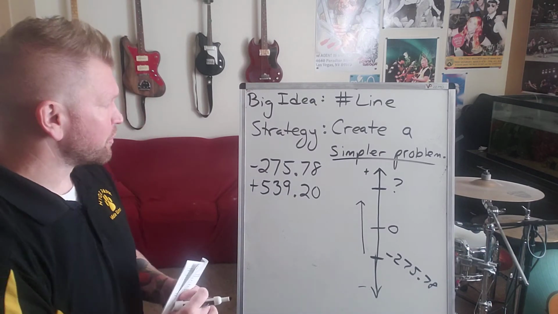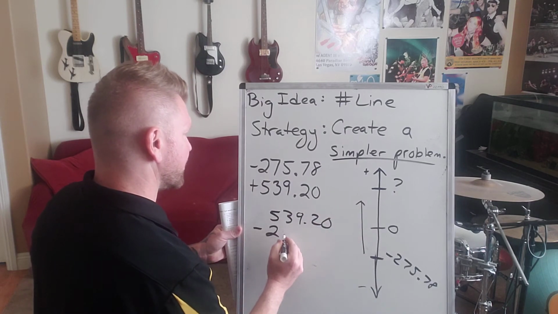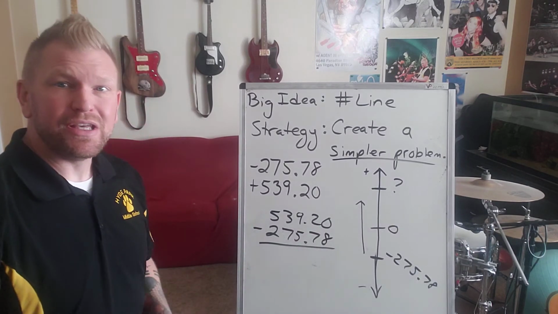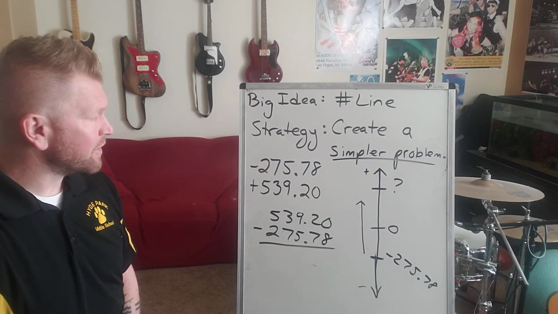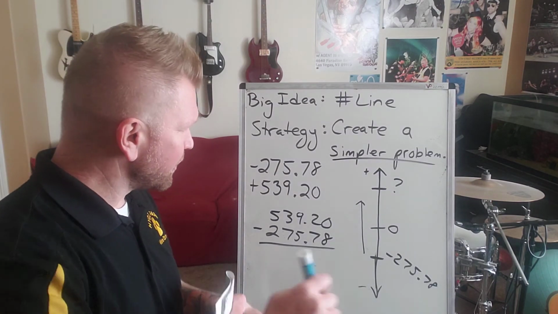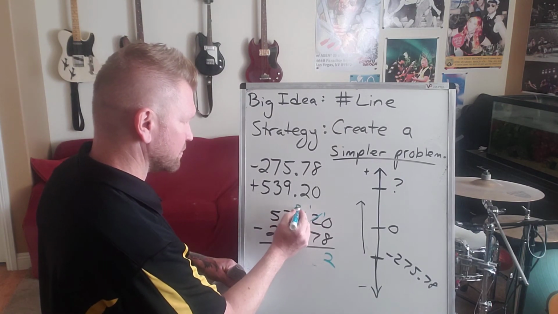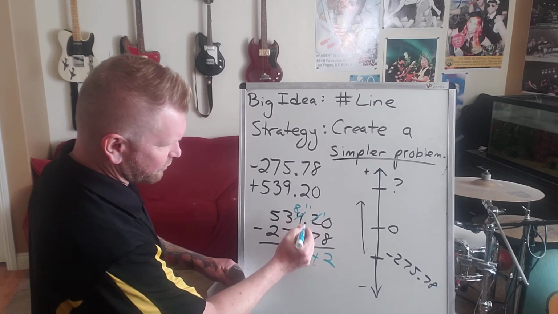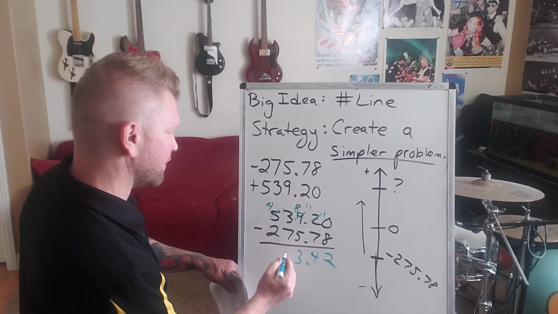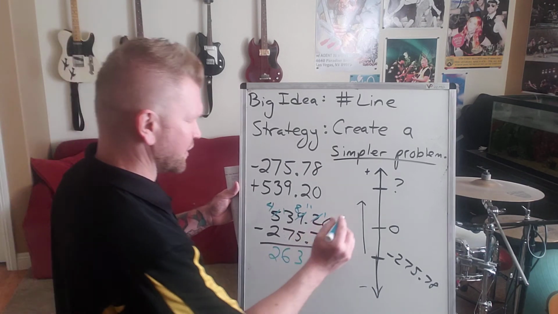So just like we did with the simpler problem, let's take the bigger number, $539.20, and take away the smaller number. And the answer to that problem should be how much money he's got in his account after we make that deposit. Okay, so let's go ahead and solve that problem. We could do some borrowing here. Remember, the decimal comes straight down when you're subtracting with decimals. Got to borrow again. And it looks like he's going to end up with $263.42.